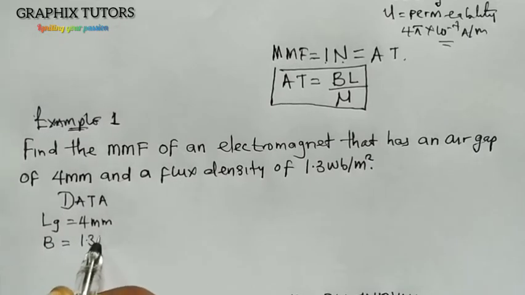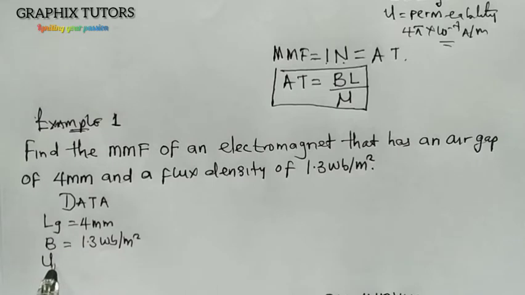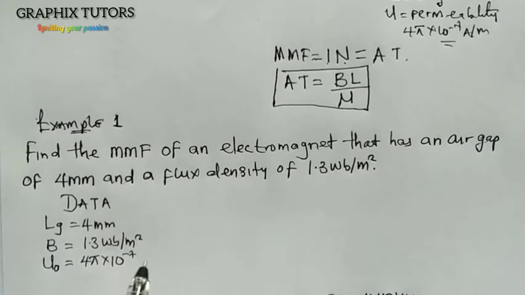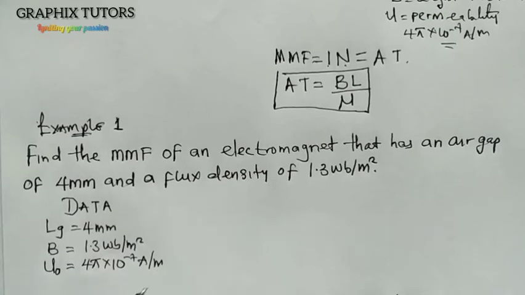1.3 Weber per meter square, right? Now we need to make the unit conform. Also, since we're talking about air gap, we have the absolute permeability, or permeability of free space, equal to 4 pi times 10 raised to the power minus 7 ampere per meter. Now we need to make everything conform.